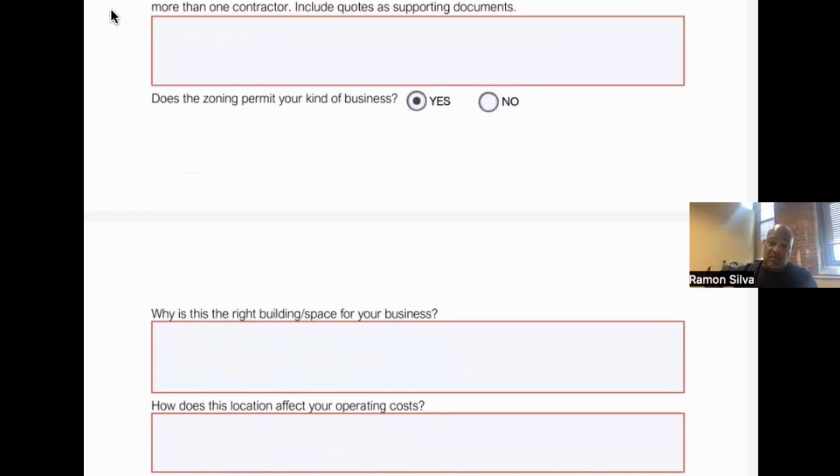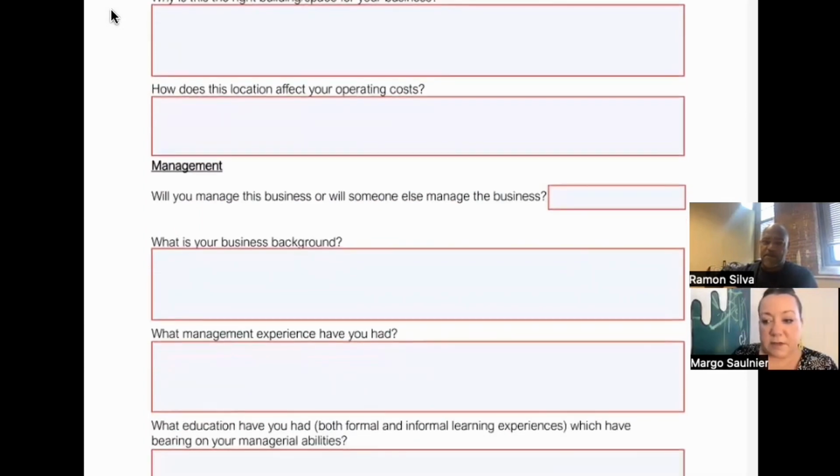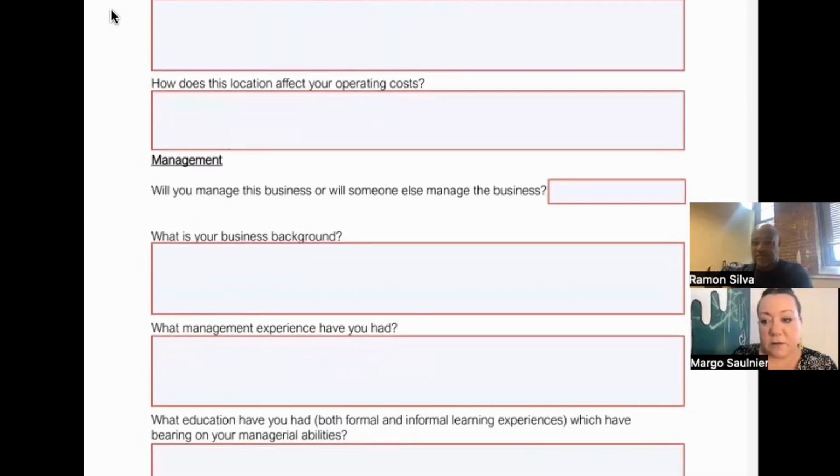And then probably most importantly, does the zoning permit your type of business? No one wants to lease a space or rent a space or renovate a room in their house to do a certain type of business and then find out from the building department or the board of health or maybe even the state that you can't actually operate that business in that space. That's really important. I think it's a yes or no question, but that's a big yes or no that could determine whether you continue in your business or not.